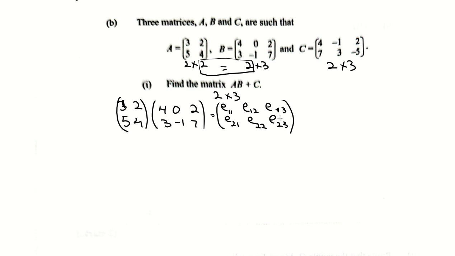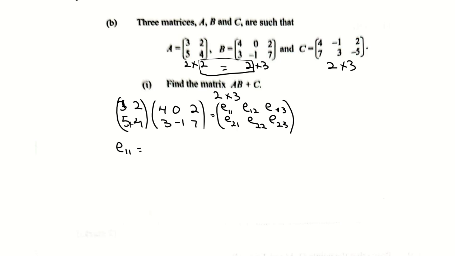Alright, that is how it will look: 2 rows by 3 columns. Now you can use this to calculate. So E11 is row 1 by column 1. This is the way you can do it step by step if you don't know how to multiply quickly. If you do, you can do it the other way, which I'll do both ways.